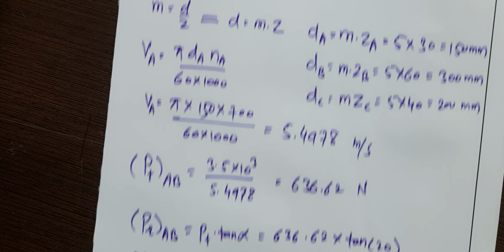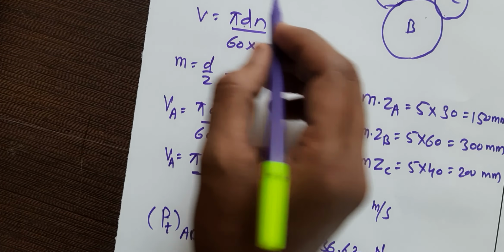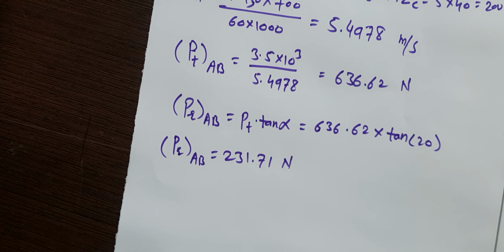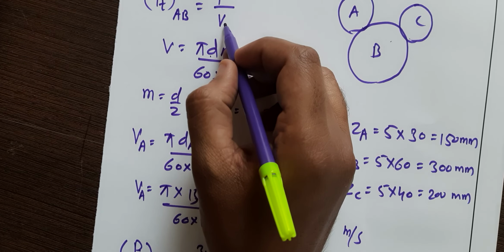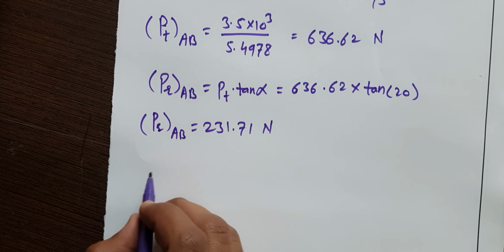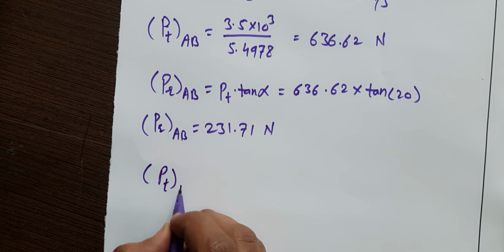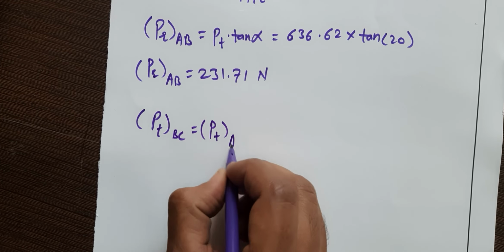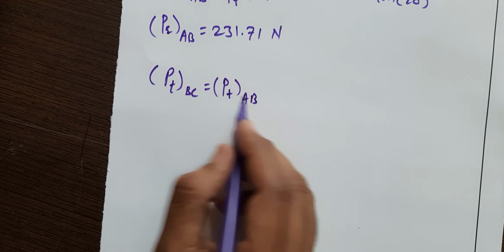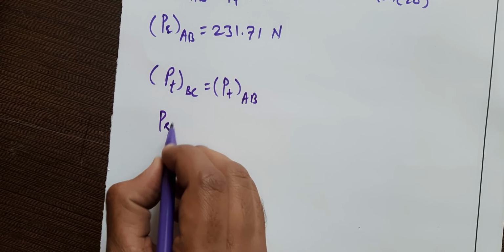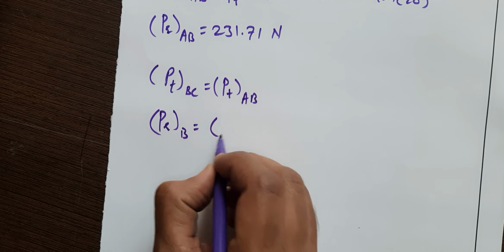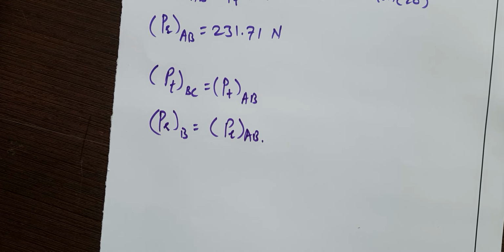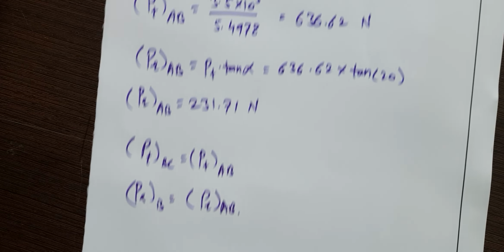So PTAB is what we have just calculated. Similarly, PTBC is the same as PTAB, because the power is the same and the velocity is the same. So PTBC is equal to PTAB, and as PTBC is equal to PTAB, PRBC is equal to PRAB. So this is the formula. In this way you can calculate the forces acting on the gear.